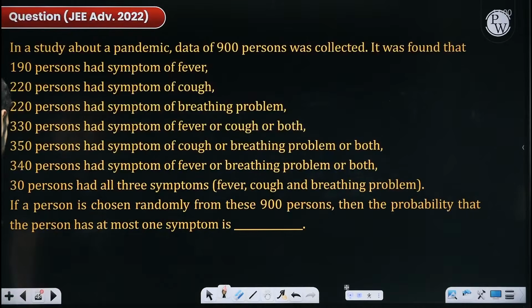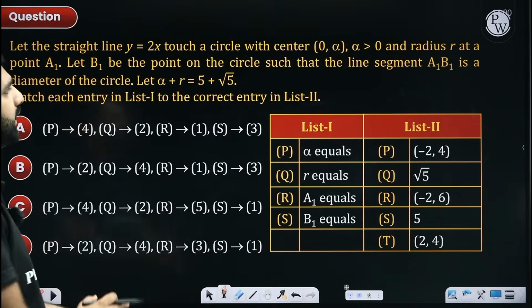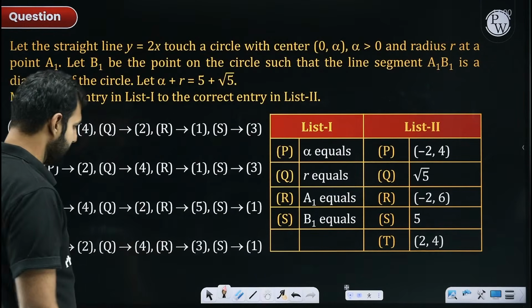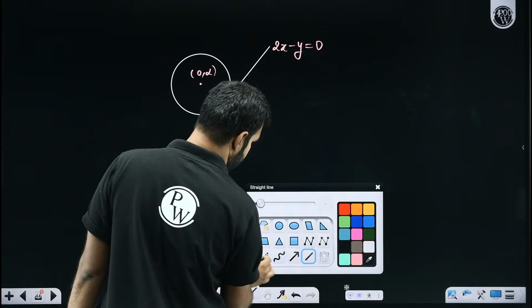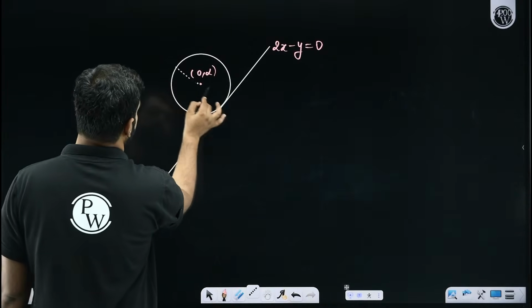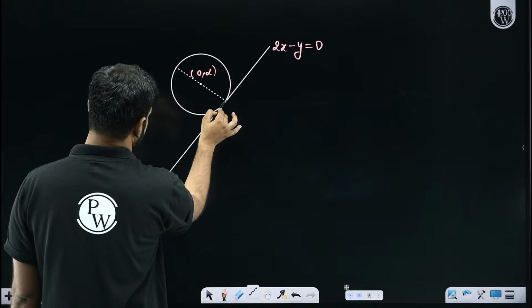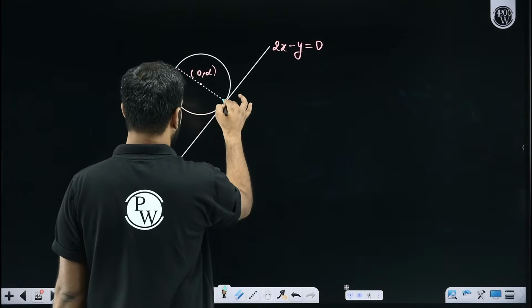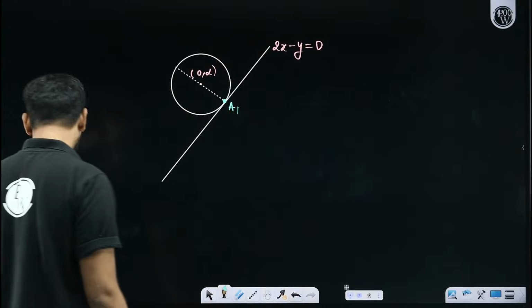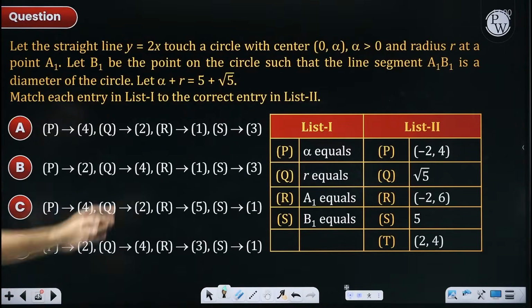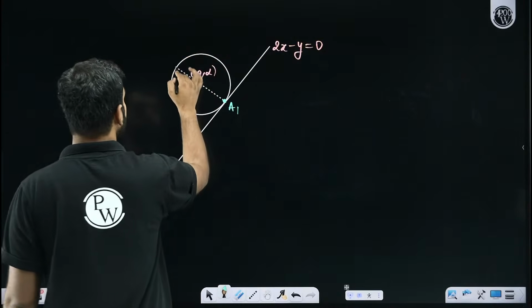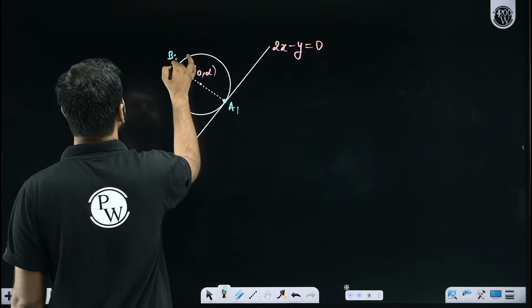Now, what am I told? Radius r, at point A1. So this is touching this circle at A1. So let me draw a diameter here, and this of course is going to be the point of contact in that case, and this point over here is your point A1. Everybody got this? On the circle such that line segment A1 B1 is the diameter, of course, great. So this point here should be B1.